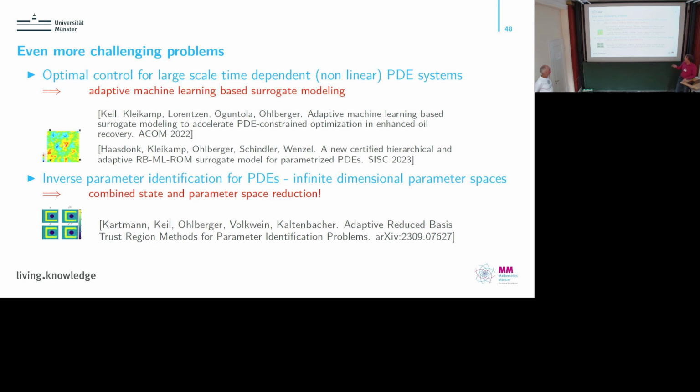And what I also want to indicate in this new paper here, we really go to inverse parameter identification, where we do not have a low-dimensional parameterization of this diffusion parameter, but a high-dimensional field. And in that case, you need to do not only state reduction, but also parameter space reduction simultaneously. And the clue how to address this is in this new paper.